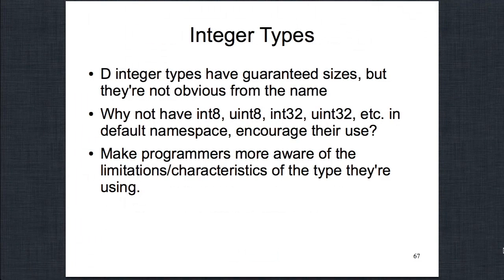Integer types. D seems to guarantee the size of integers, but names like short and int and long don't really tell you much about the type itself. And so as someone who is always including stdint in the code because I want to know what I'm using, I kind of wish that names like int8, int32, and so on were in the default namespace, and maybe that people were even encouraged to use those types, because then maybe programmers would be more aware of the limitations of the types that they're using.